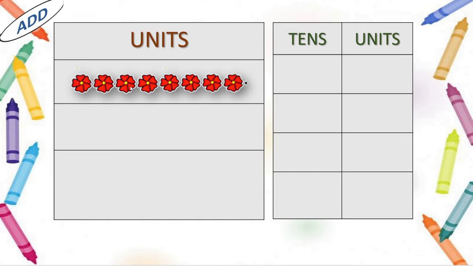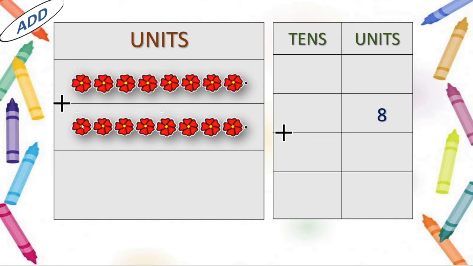1, 2, 3, 4, 5, 6, 7 and 8. 8 flowers are there. Let us write 8 in the units column here. Okay. Plus, how many flowers? See here. 1, 2, 3, 4, 5, 6, 7 and 8. Again 8 flowers. Let us write 8 here.